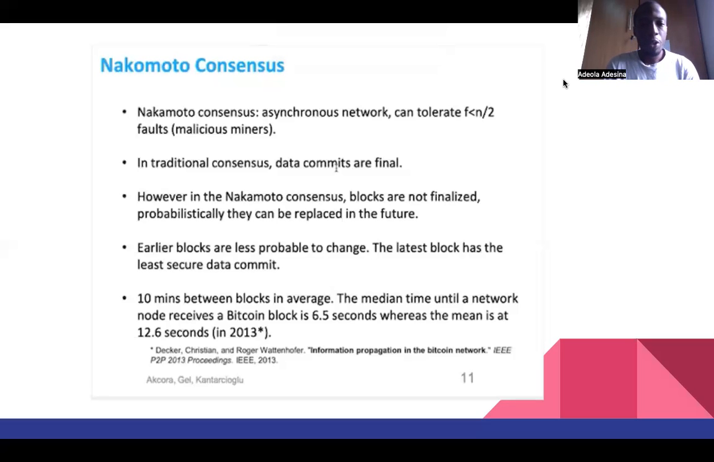Right. We've mentioned that in traditional consensus, data commits are final. However, in Nakamoto consensus, blocks are not finalized until the hash value is found. So you can see that I've been mentioning hash value, hash function. Blocks are not finalized until the hash value is found. The hash value provides a single truth about the data set, right? Such that they can be probabilistically replaced in the future. So it means that if a miner at a particular node, right?